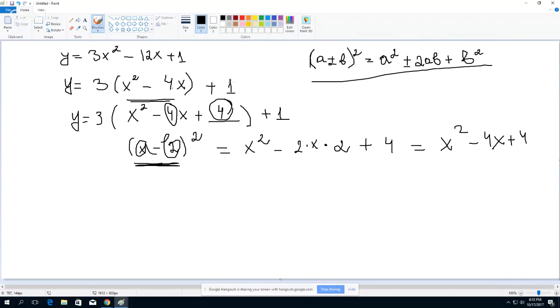And we continue with plus 1. Nothing changes here. But since we added 4 here, we need to subtract the thing that we added. And the thing is that there's a 3 in the front. So we actually need to multiply 3 times 4, which is 12. So we actually added 12 here, so we need to subtract 12 here.